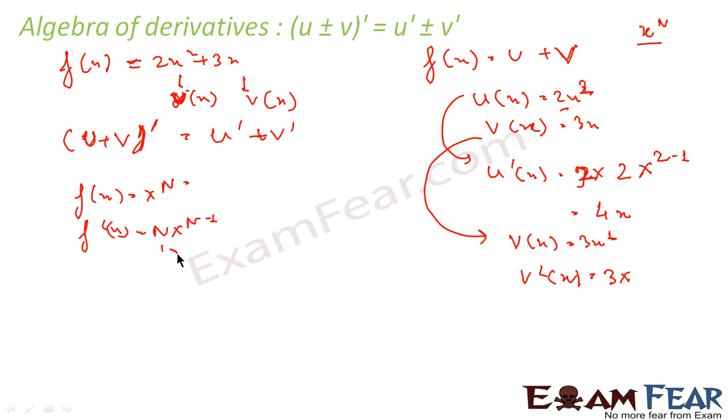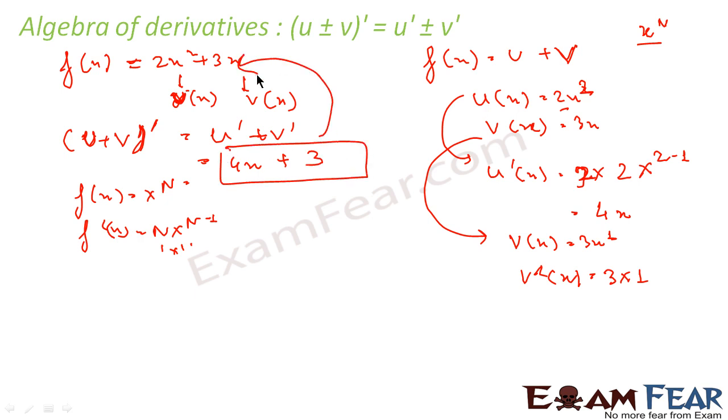So this becomes 1 into x to the power 1 minus 1, that is 0. So this becomes 1. 1 into x to the power 0 is 1. So my v dash x is nothing but 3. My formula says the whole thing derivative is nothing but derivative of first plus derivative of second. So derivative of first is u dash x, that is 4x, plus derivative of second, that is this guy, 3. So this is my answer. This is my derivative of the whole thing.